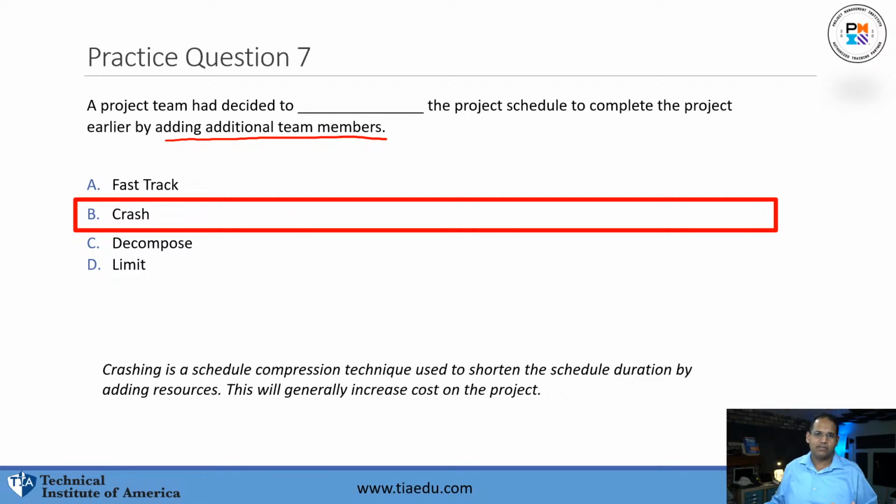So, quick definition. Fast tracking is when you run things in parallel, when you run multiple activities in parallel. The question doesn't say that. If you're adding additional resources, if you're adding additional team members, it's called crashing the project. This generally increases the cost on the project.